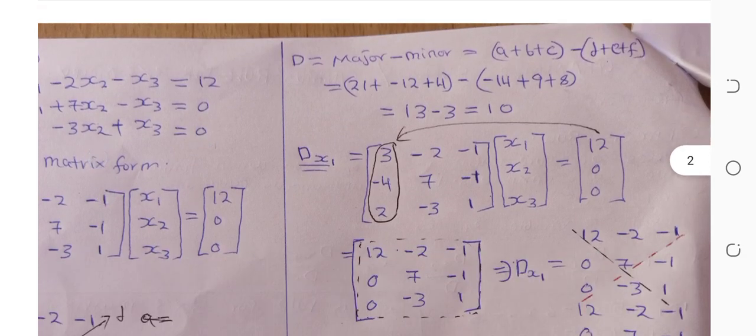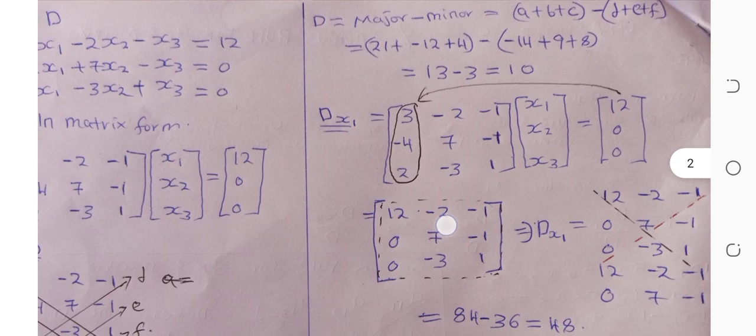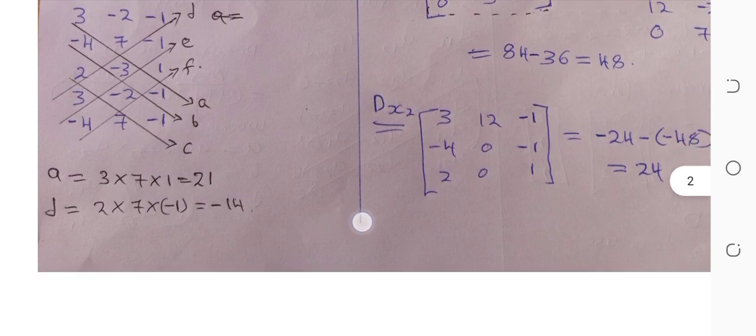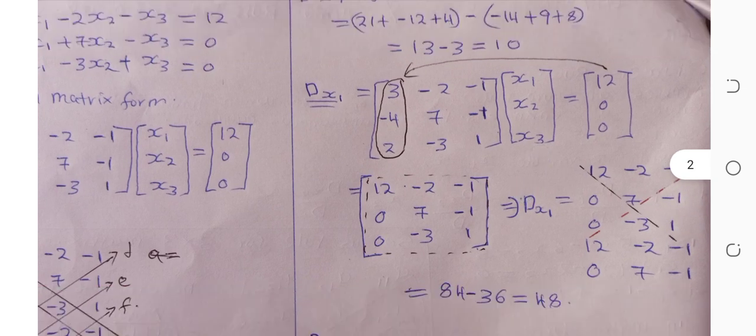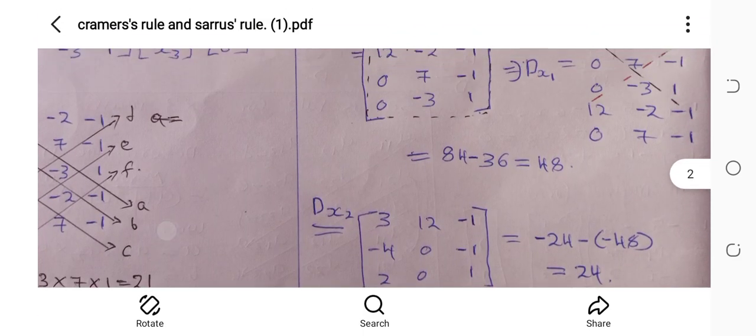To find our major diagonals, we add A plus B plus C minus D plus E plus F, that is, the major diagonals minus the minor ones. So we have here our A, B, C, and D, E, F. We got 21 as our A, -12 as our B, and 4 as our C. Then minus -14, as you saw, we got -14 here as our D.